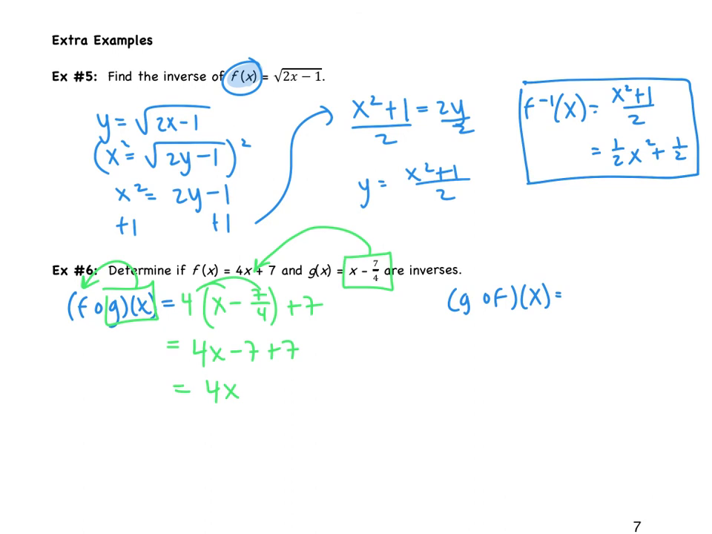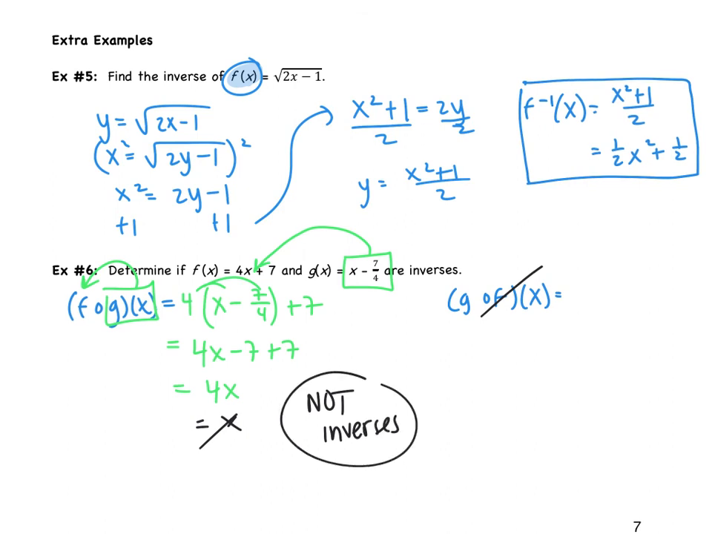Okay, what did we need if these were going to be inverses? If these were inverses, that composition should have been equal to x. It's not, though. At this point, we don't even have to go on and do the other composition. We can right away say that these two functions are not inverses. Now, you can go on and still compute the other composition, it's just not necessary.